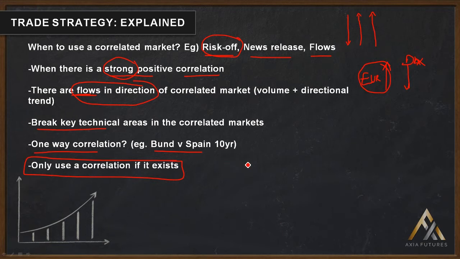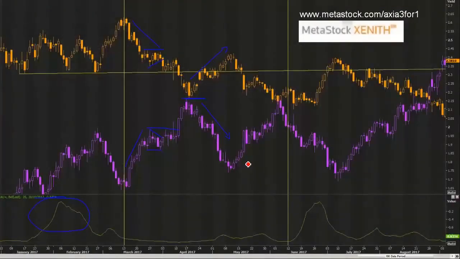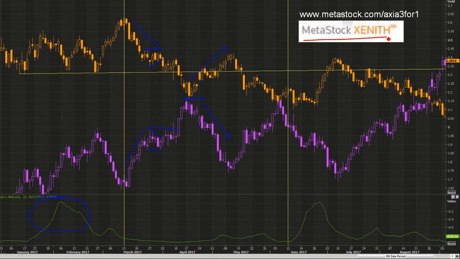All right, so let's see how we determine if a correlation exists. Now, as you can see, for all my correlation analysis, I use Metastock Zenith, for very good reason. I can pick up on the correlations very quickly. I know when a correlation exists. I don't have to think a great deal. So what we can see at the bottom here is a correlation tool. In other words, it shows me a factor of correlation, whether strong or negative, of the two markets I choose.